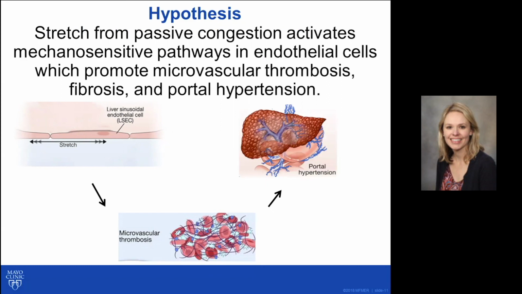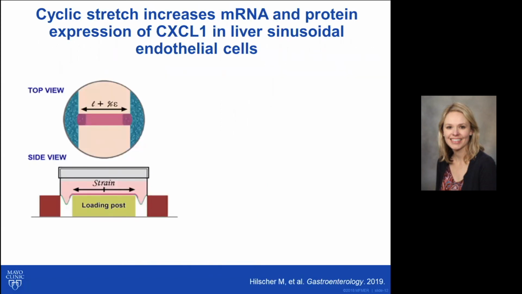To begin our study, we isolated primary sinusoidal endothelial cells from mice and subjected them to cyclic biaxial stretch using a Flexcell device as shown. We imposed stretch at an intensity and a frequency which were intended to mimic the force experienced by sinusoidal endothelial cells during congestive hepatopathy. We then performed microarray screening of genes which impact endothelial cell function.